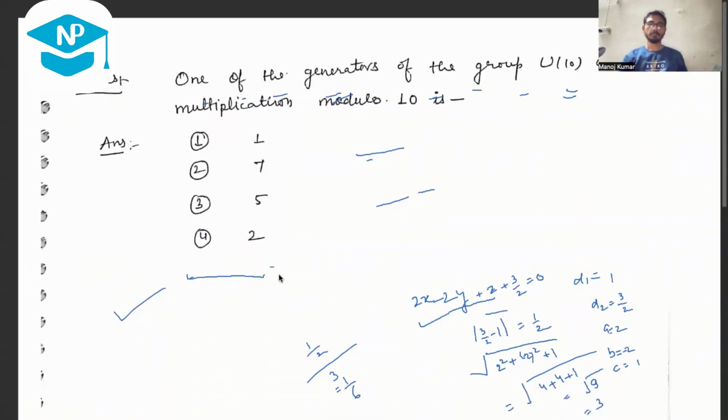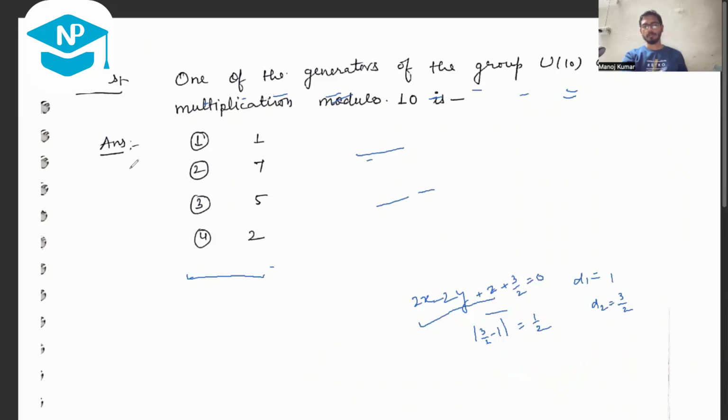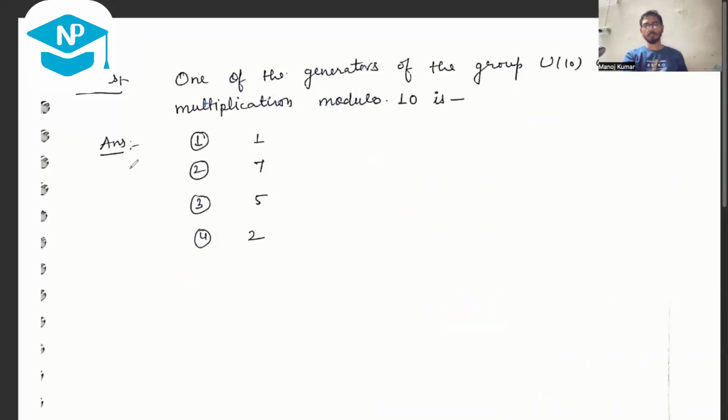See this question. This question is from group theory. I have seen some questions are coming from group theory, from cosets, Lagrange's theorem, something. So this is U10.